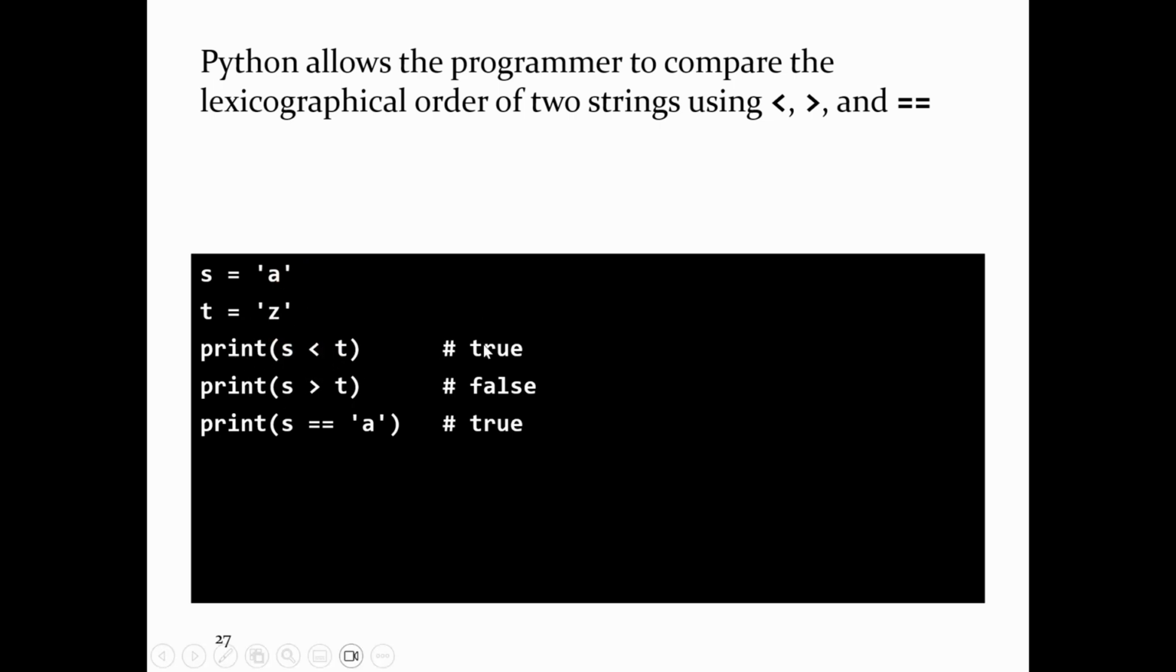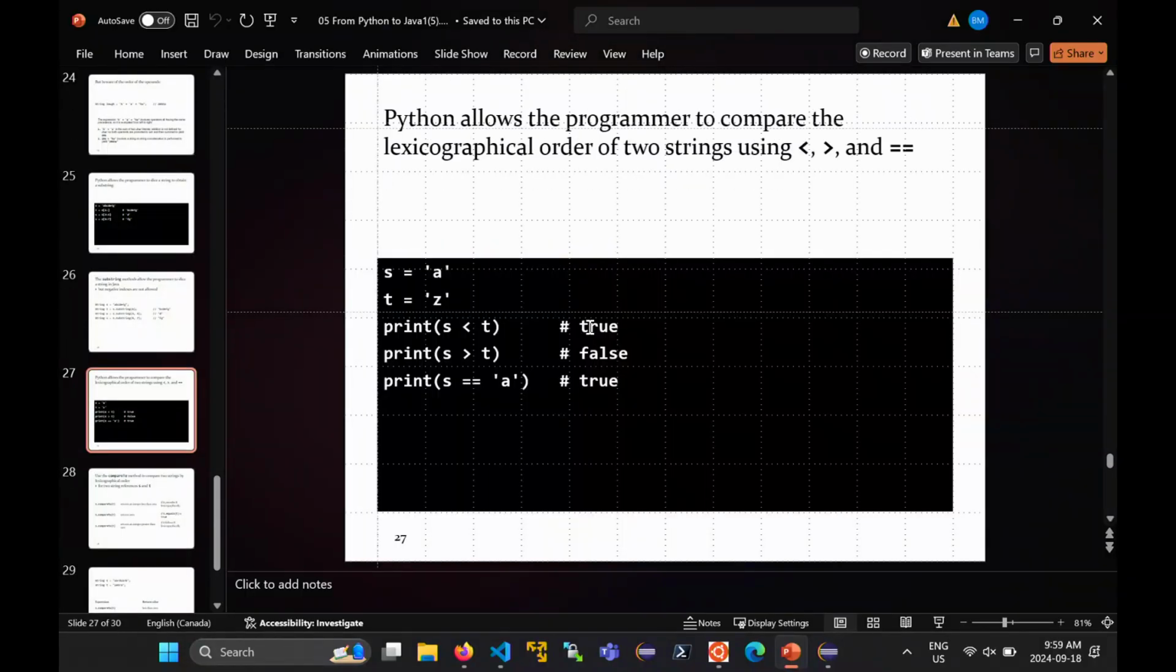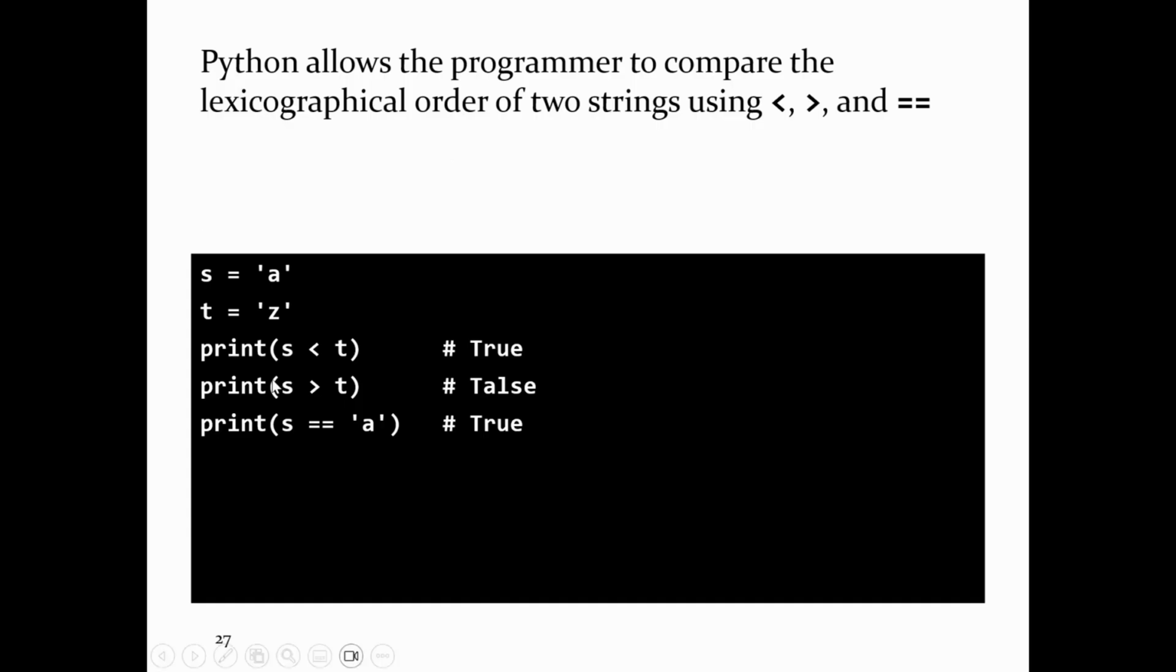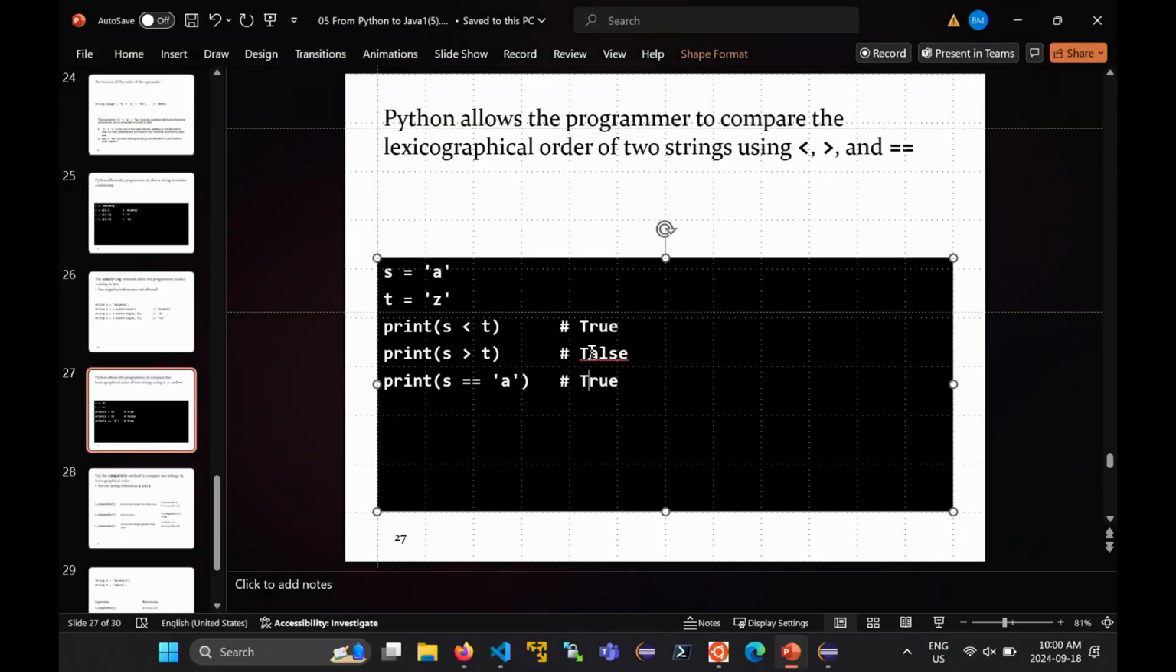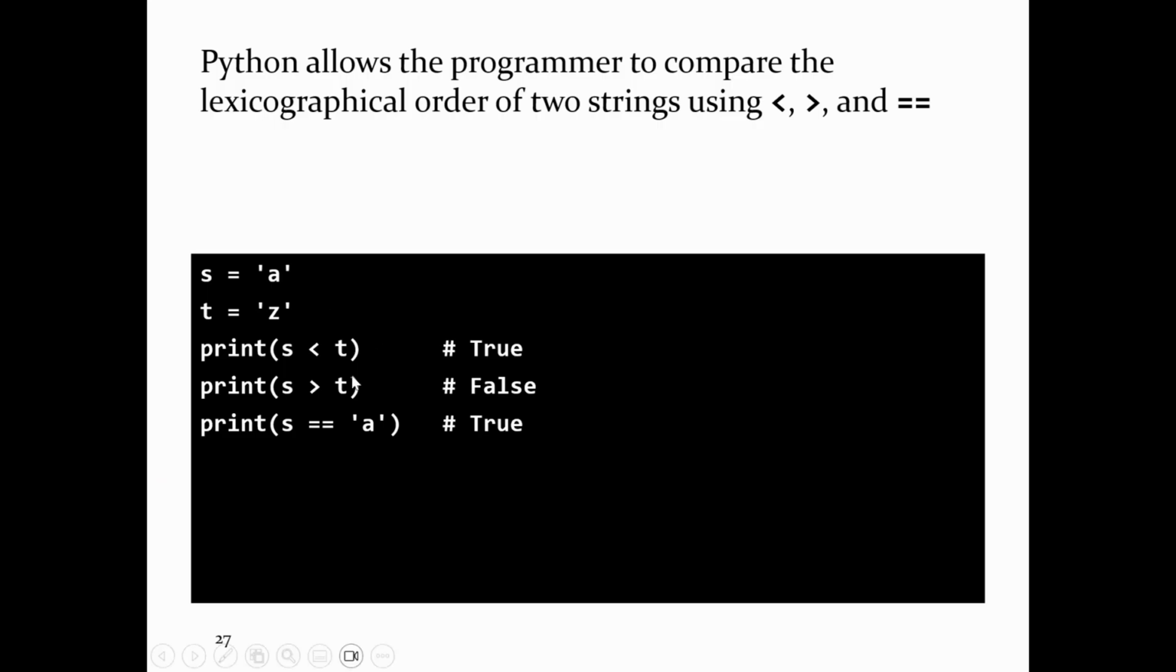Oh, sorry. Python, big T, big F, and big T. Right? Is S greater than T? Obviously it's not. S comes before T, so not after T. So that, sorry, false. Right? And are S and T the same string? Is S equal to A? The answer is true.